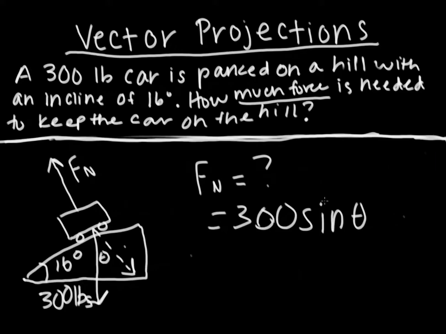And then once you multiply those out, since F of n is equal to this vector, you can find how much force is needed to keep the car on the hill, or how much force the car is pushing on the road. If you multiply those out, you'll get 82.6 pounds of vertical force on the road. And that's your answer.